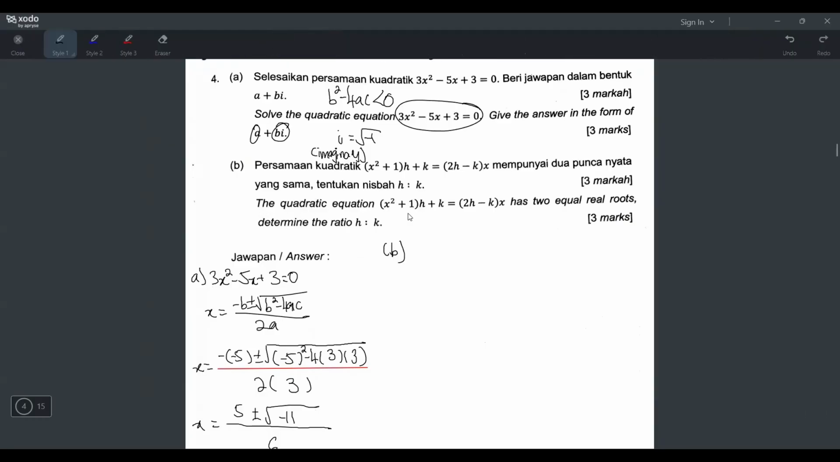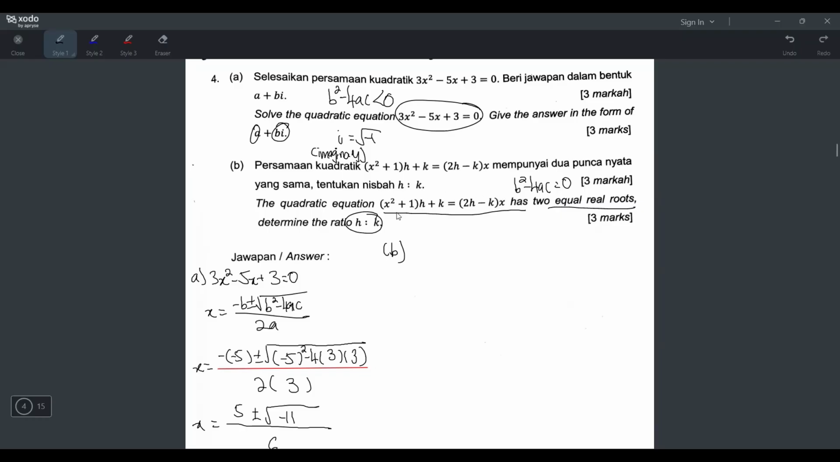Okay, B says the quadratic equation, this one, has two equal real roots. Determine the ratio h to k. The moment you see the words two equal real roots, you don't have to think already. Confirm you will do b square minus 4ac equals 0. This is under chapter 2, 2.2. The subtopic is called type of roots. When you see two equal real roots, you need to know this. You have to do b square minus 4ac equals 0.